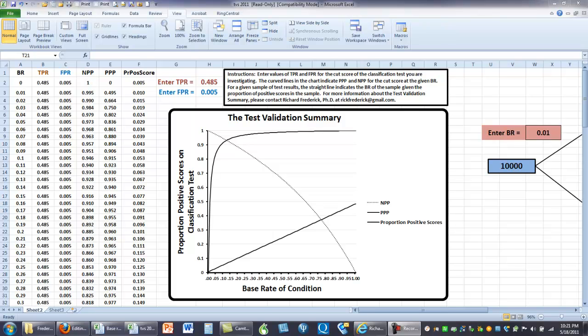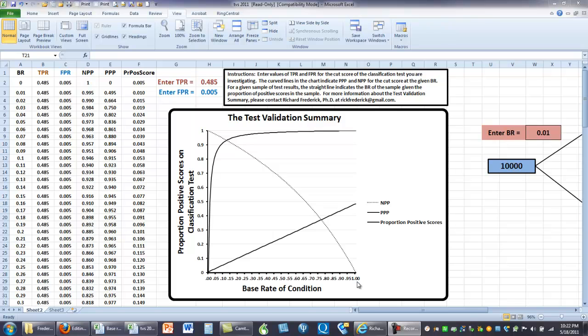TVS file. Just want to talk a little bit about how to use it, what it's for. Essentially what the TVS test validation summary does, it helps you understand the relationship between true positive rate, false positive rate, base rate, and the proportion of positive scores that you see for a test. Now there's a few parts to this graph, which is the test validation summary.